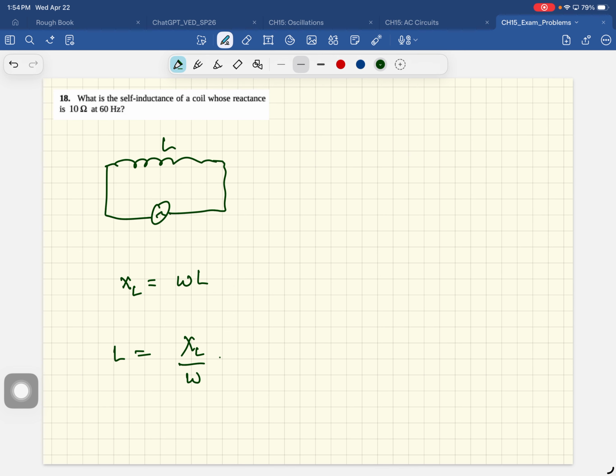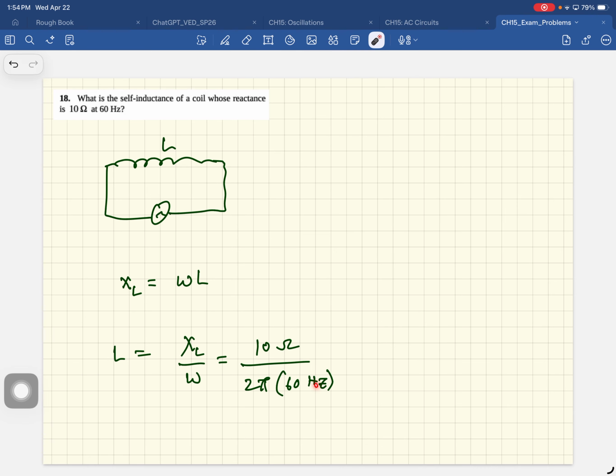Xc is 1 over omega C. And C is 2 microfarads. All right, we'll bring that to the top. That becomes 10 to the 6, and this is 1,000, so 10 to the 3. So this is equal to 10 to the 3 divided by 2 pi ohms.